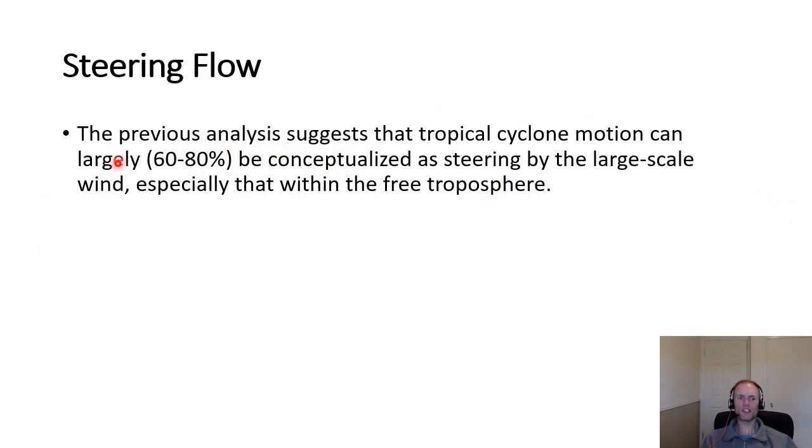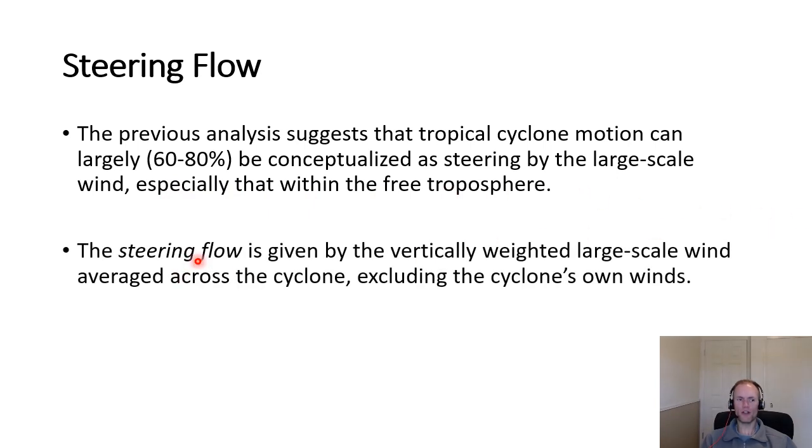So we define this as our steering flow. Again, tropical cyclone motion can largely be conceptualized as motion or steering by that large-scale wind, especially above the boundary layer. We call this our steering flow, and in specific, the steering flow is the vertically weighted large-scale wind averaged across the cyclone when you exclude the cyclone's own winds. So you have the cyclone here, and you take some area around it, and you average the horizontal wind, and you weight it vertically above the boundary layer but below the tropopause, with some variation as a result of cyclone intensity that we'll talk about momentarily, and this gives you the steering flow for the tropical cyclone.